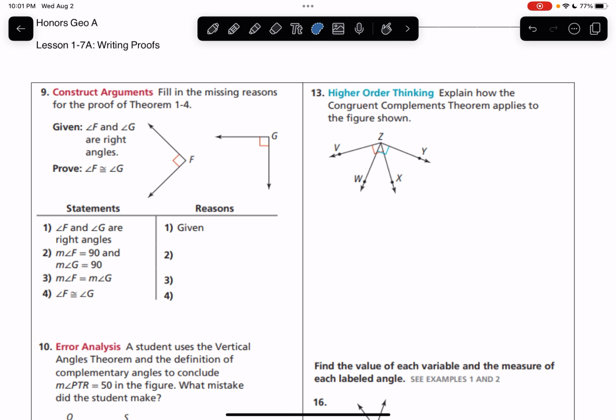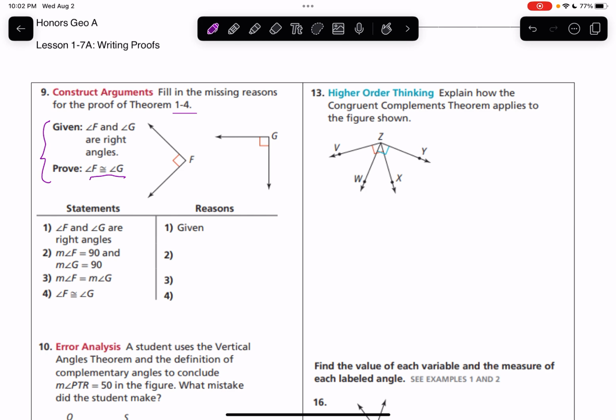So for number 9, fill in the missing reasons for the proof of theorem 1-4. This theorem, we don't really need to know what it is from our notes because it shows us right here. The theorem just tells us if two angles are right angles, then the angles are congruent. And that's all that's shown right here. So that doesn't really matter that we know the number of the theorem. So we'll start with our proof.